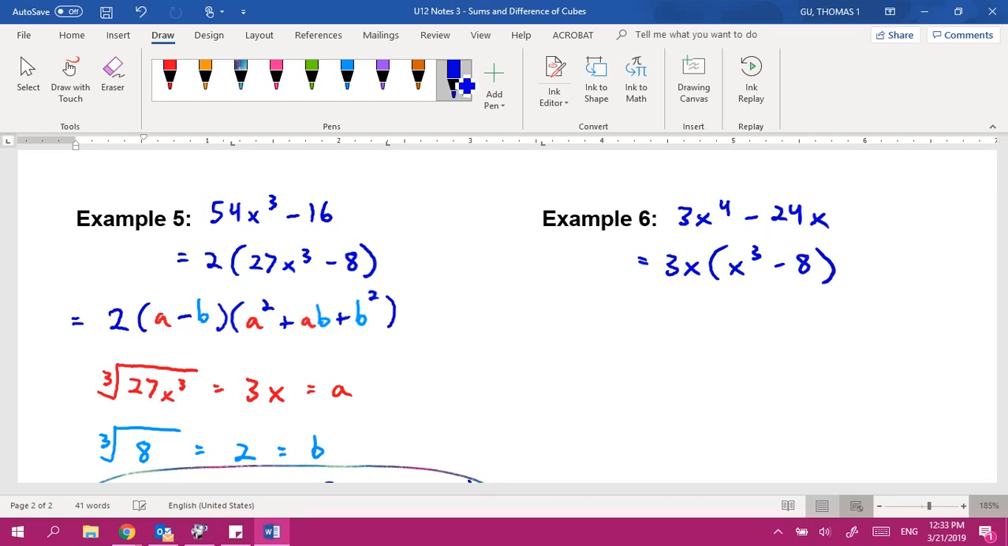x cubed minus 8. And look at that. Once you factor out the GCF, it is now a perfect cube. Both those terms are perfect cubes. Yippee. So my answer should be in the form of 3x times our formula. So what is my formula for this one going to be? The difference of cubes, which is? A minus B. Right.